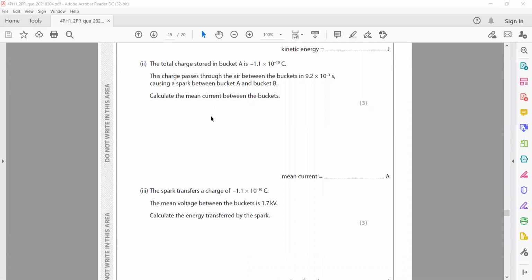The total charge stored in a bucket is -1.1 × 10^-10 coulombs. The charge passes through the air gap between the buckets. Calculate the current. The current is charge divided by time. We have the charge and we have the time. So when we divide these two, we get the current, which is 1.2 × 10^-8 amperes.